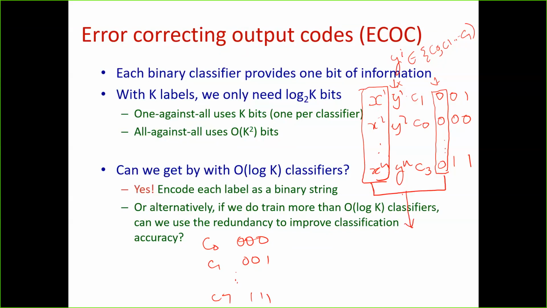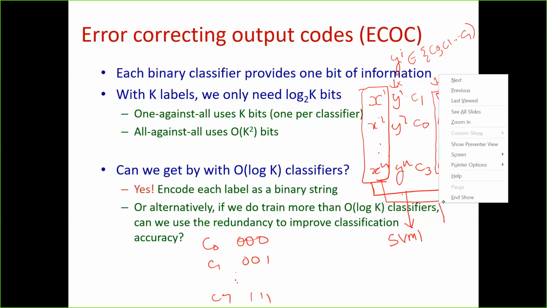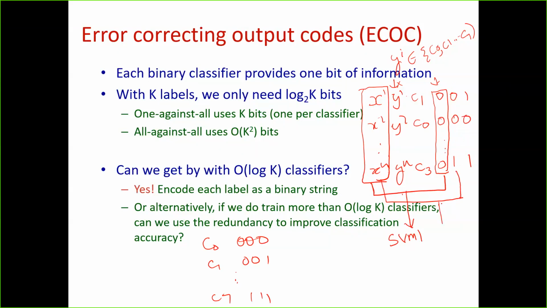Isn't it a binary classification problem? Can I train an SVM? Yes, SVM1. Now the second time I'll take the second bit as the output value. Can I train another SVM? SVM2. The input vectors are the same. This time I'm taking the third bit as the output variable. This is also a binary classification problem. Can I train an SVM? SVM3.